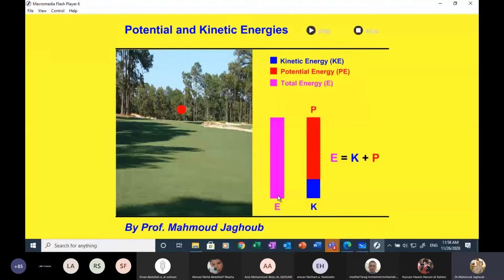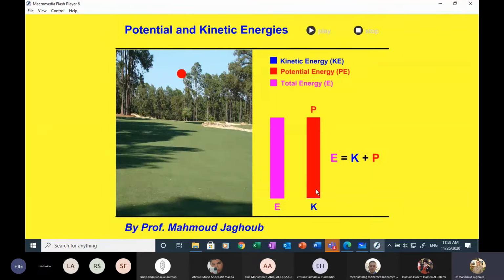Equal to this height. Why? Because total mechanical energy is conserved, since only the gravitational force acts. Look at this, see how it changes. All of this becomes potential at maximum height. Now potential decreases, kinetic increases. Now it all becomes kinetic. Then it goes down, it all becomes potential, and so on.